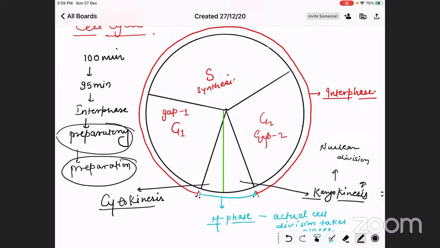In cytokinesis, cyto means cytoplasm, kinesis means division. Cytoplasm division will take place with the cytokinesis. Okay, so 95% of the time of the complete cell division is taken up by the interphase. Now we will talk about each and every phase of the interphase and then M phase.